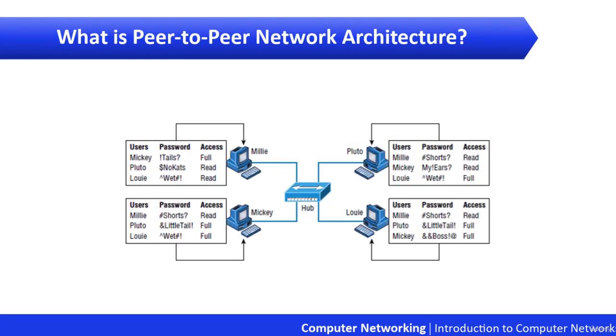For example, as you can see on the screen, this is an example of peer-to-peer network architecture. Now, Millie, Pluto, Mikey, and Louis are four users, and as you can see on the screen, each user is storing the passwords of the remaining three peers. Now, for example, if Pluto wants to access the resources of Mickey, then Mickey has to remember the password of Pluto. This is such a mess.